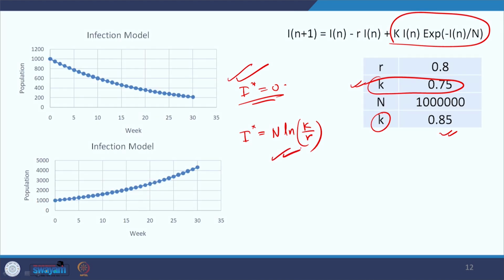So, with this we come to an end of this particular lecture on infectious model for discrete case. In my next lecture, we will take an interesting model, that is a smoking problem or a smoking model.